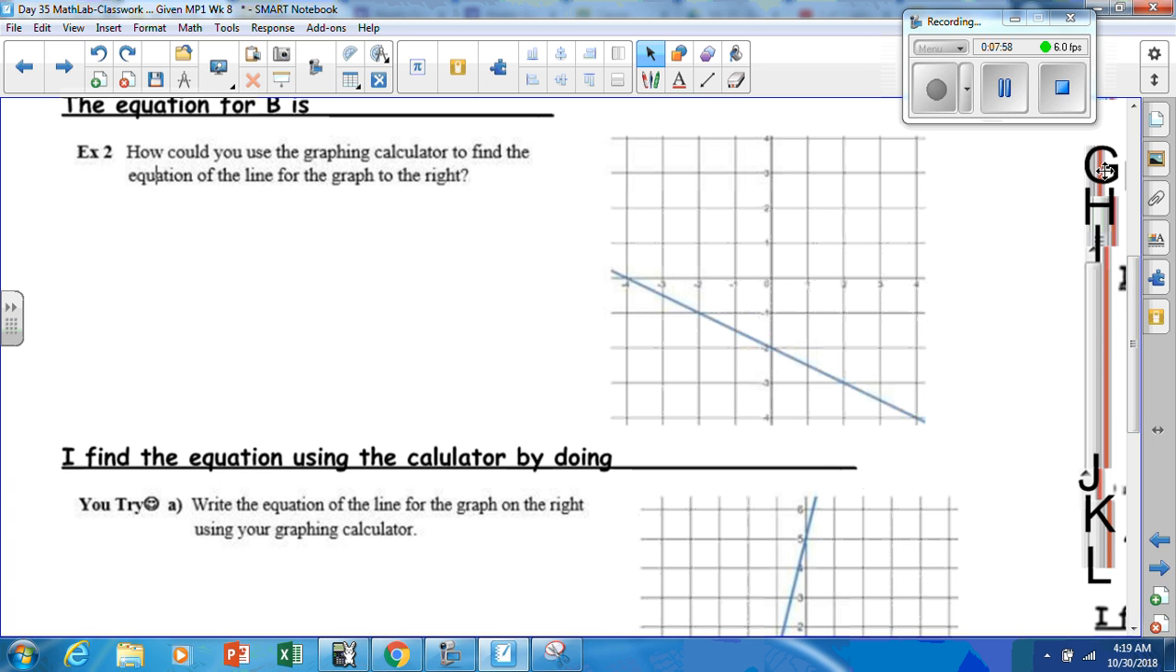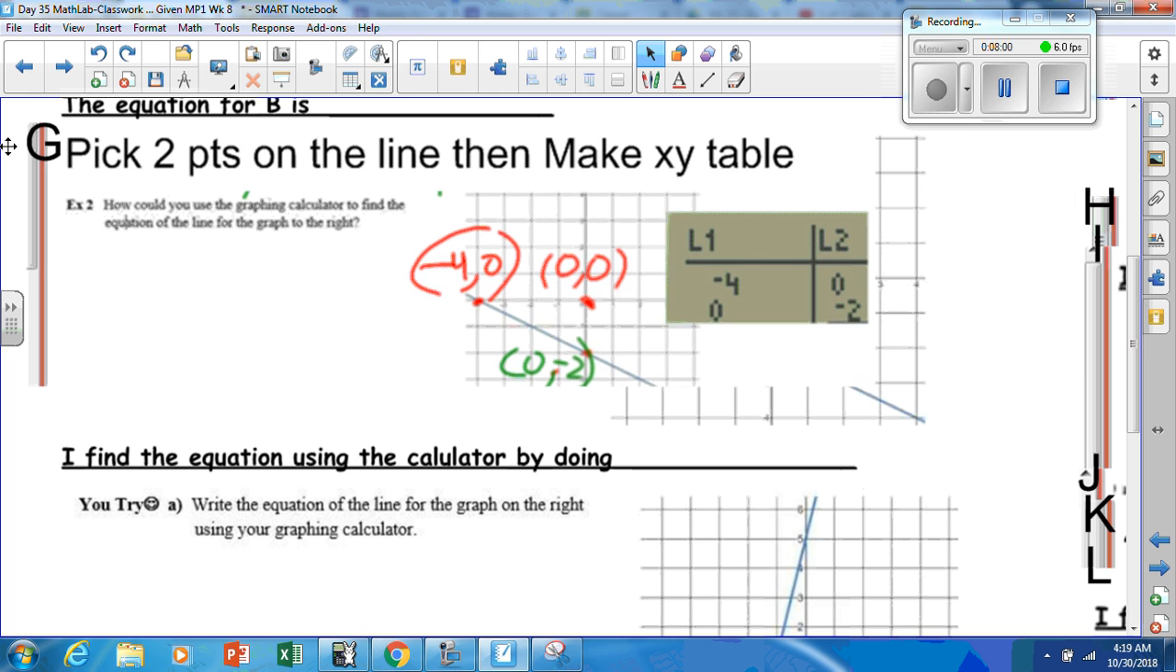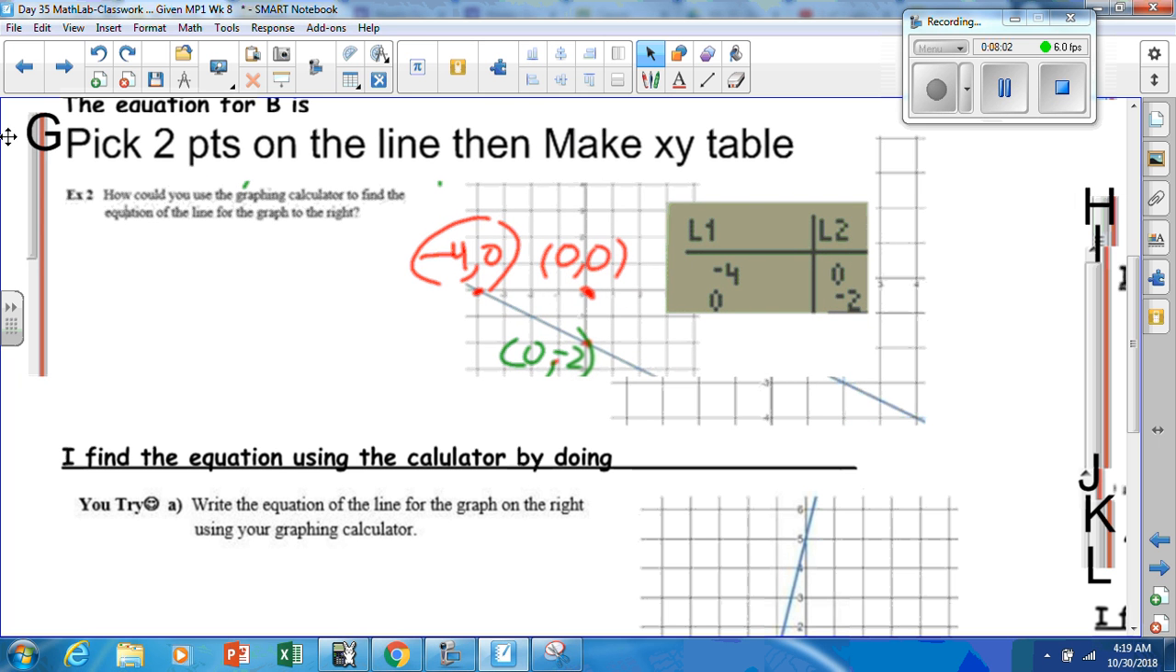All right. For me, I chose this point right here, which was on the x-intercept. And this point right here, which is on the y-intercept. Remember, y-intercept is the value of y when x is 0. X-intercept is the value of x when y is 0. So those are the 2 points I chose. Okay. Create a table.